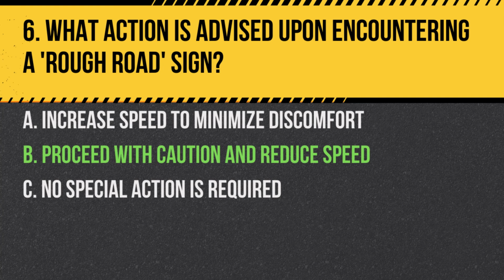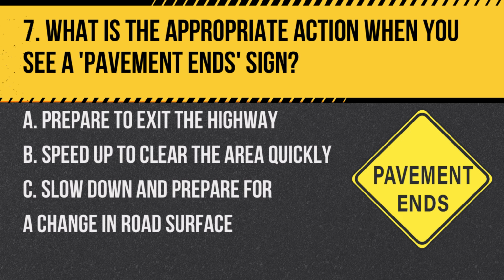Question 7. What is the appropriate action when you see a pavement end sign? A. Prepare to exit the highway. B. Speed up to clear the area quickly. C. Slow down and prepare for a change in road surface.